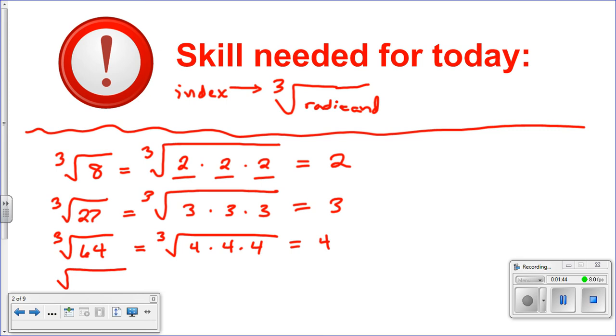We'll do one last one here. The cube root of 125. What times itself 3 times gives you 125? Well, that's going to be 5 times 5 times 5. So the cube root of 125 is 5. Now you're going to have to take a look at the calculator that you are using and see if you can figure out how to punch that in.